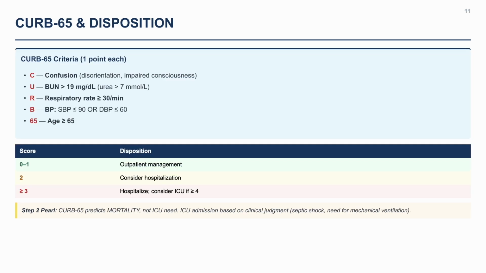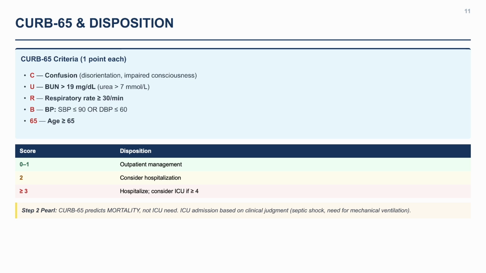The CURB-65 score helps decide between outpatient and inpatient management. Each criterion is worth 1 point. C for confusion, U for BUN greater than 19 milligrams per deciliter, R for respiratory rate of 30 or higher, B for low blood pressure, systolic at or below 90, or diastolic at or below 60, and 65 for age 65 or older.